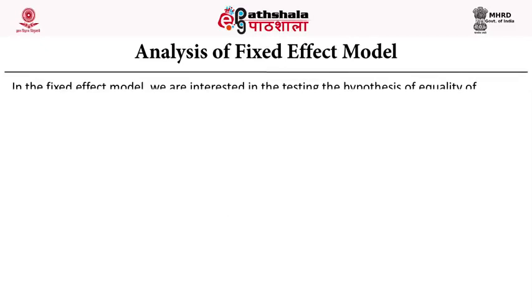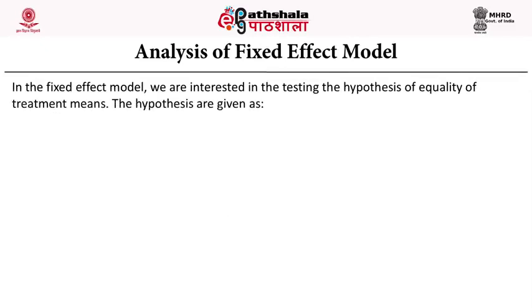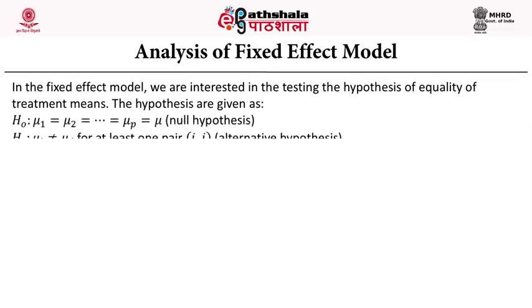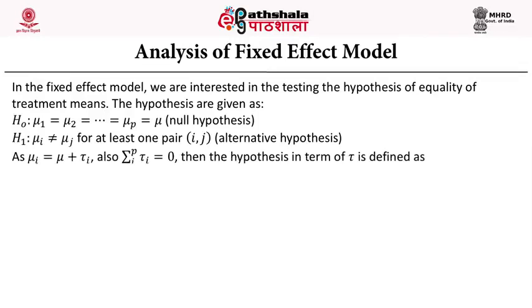So in the fixed effect model, we are interested in testing the hypothesis of the equality of treatment means. The hypotheses are given here as H0: mu1 = mu2 = ... = mu p = mu. That is our null hypothesis. Our alternative hypothesis is that mu i is not equal to mu j for at least one pair of i and j, as mu i = mu + tau i, and the summation over tau i, where i varies from 1 to p, is equal to 0.